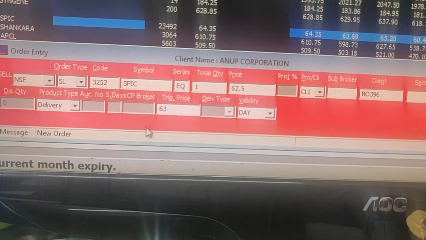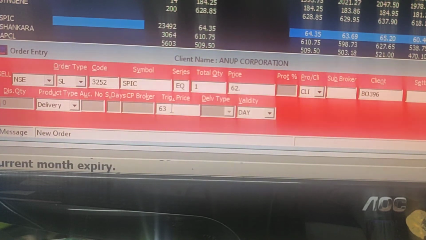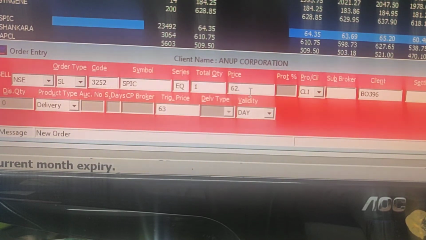Since this is a 63 rupees order, you can put a 50 paisa difference. If the market is volatile, then it is advisable to put a difference of say even 1 rupee also. So once the market touches the 63 price, whatever price is there, at that price the order will be executed by the system. Not necessarily it will go at rupees 62 only. This is about the sell side stop loss order.